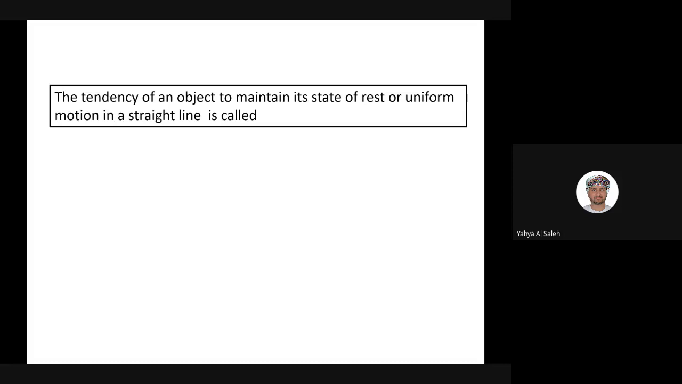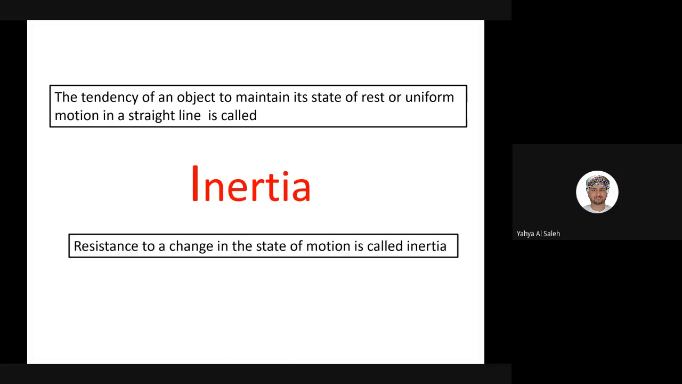So we have a name for this: the tendency of an object to maintain its state of rest or uniform motion in a straight line. I call it التنابلة. Physics calls it inertia. Okay, and it's defined as the resistance to change in the state of motion.